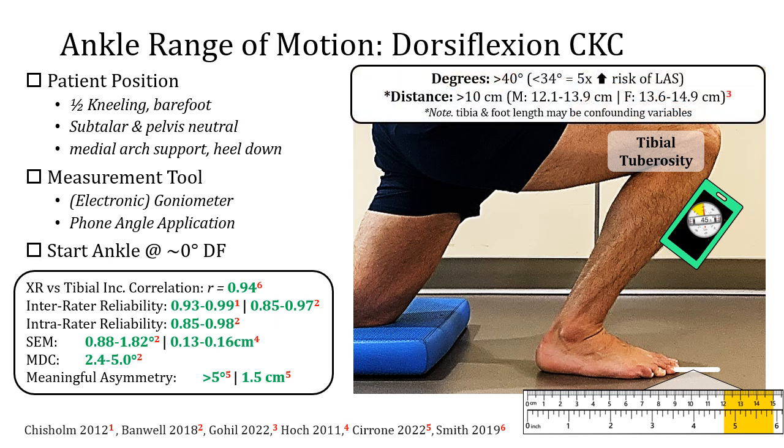All right, so we want at least 40 degrees. Those individuals that have less than 34 degrees have a 5 times increased risk of a lower lateral ankle sprain within a given playing season. If you're looking at the distance, the tibia and foot length may be confounding variables here, because if someone has a really long tibia, then that may influence the distance that they get from the wall.